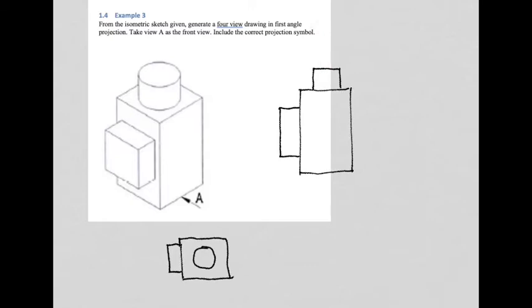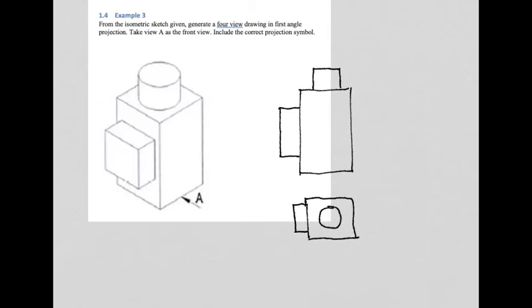Okay, now where to place that? Well, first angle projection says what I see from above I must draw below. So it is what I saw from above, so it must be positioned below down here. So I'm going to shift it into that position below. So that is the correct orientation of the view from above, or the top view. In first angle it must be drawn below the primary view or the front view.